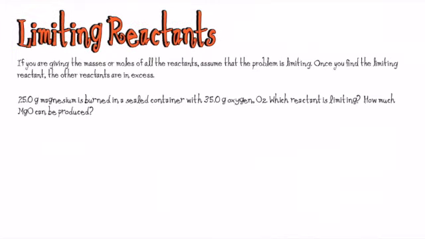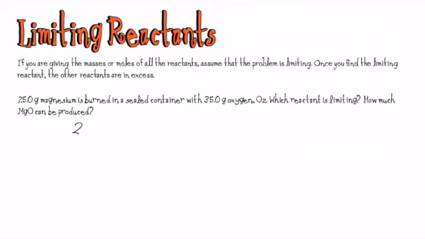So if you're given the mass or moles of all of the reactants, assume that the problem is limiting. Once you find the limiting reactant, all of the other reactants are in excess. So if there are 25 grams of magnesium burned in a sealed container with 35 grams of oxygen, which reactant is limiting?